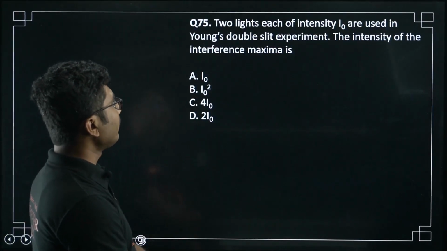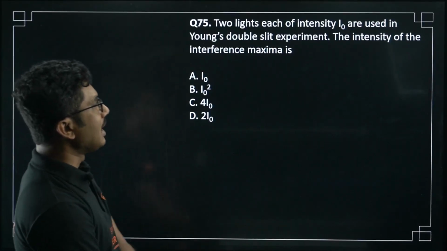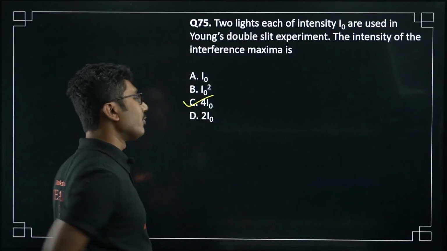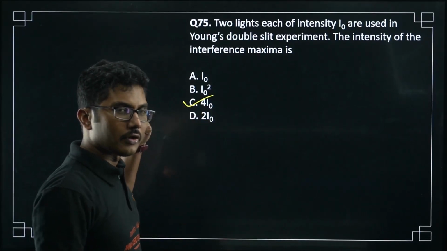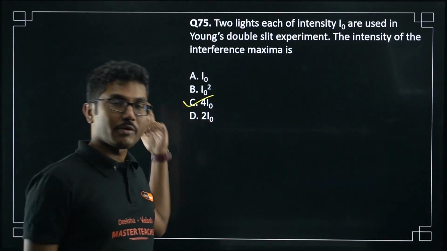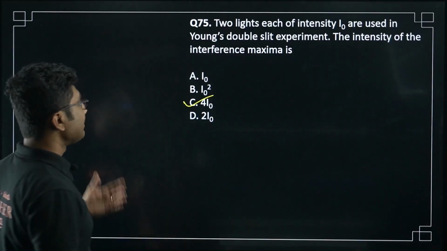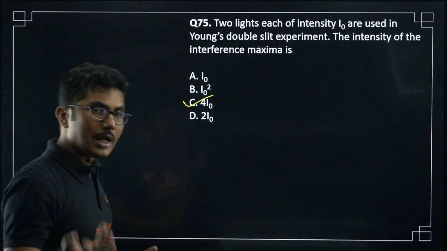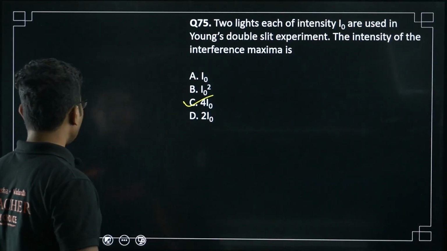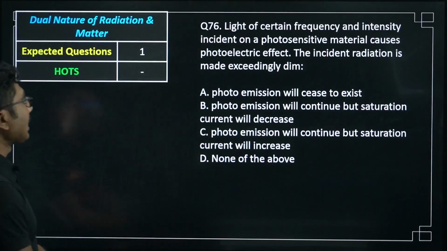Two lights of intensity I naught are used in Young's double slit experiment. The intensity of the interference maxima is 4 I naught. The same question we solved for minima earlier. Here it is maxima: constructive interference or maxima, destructive interference or minima. Maxima and constructive interference are the same, minima and destructive interference are the same. Next question. Now we have moved into dual nature of radiation and matter.